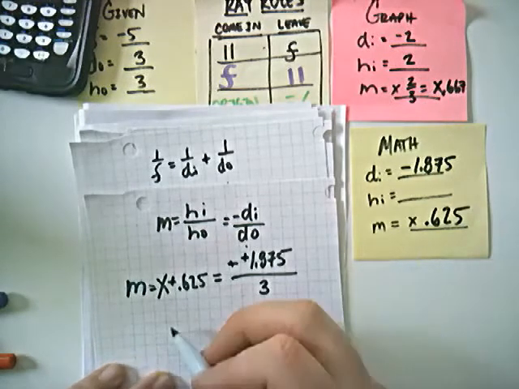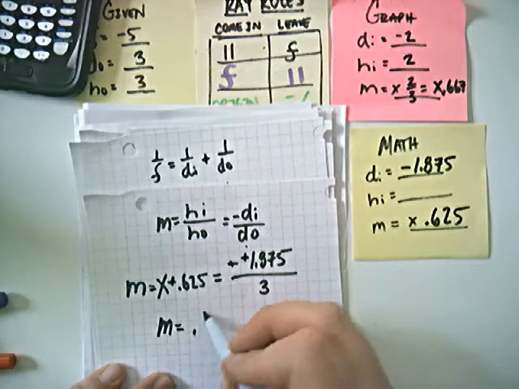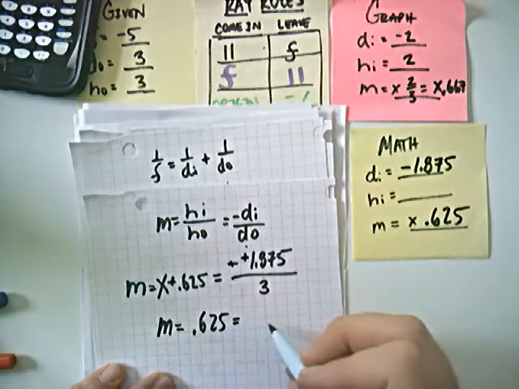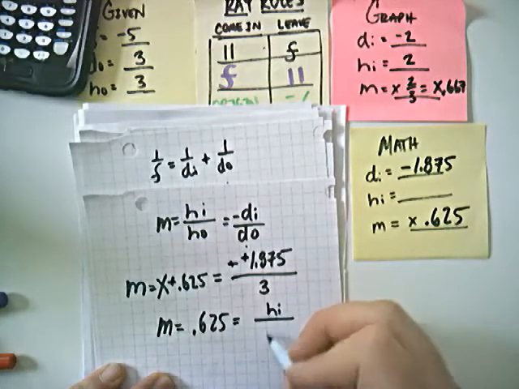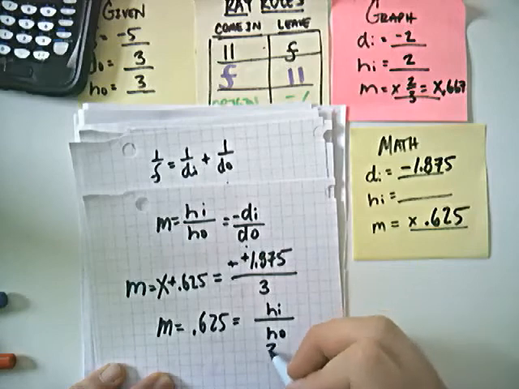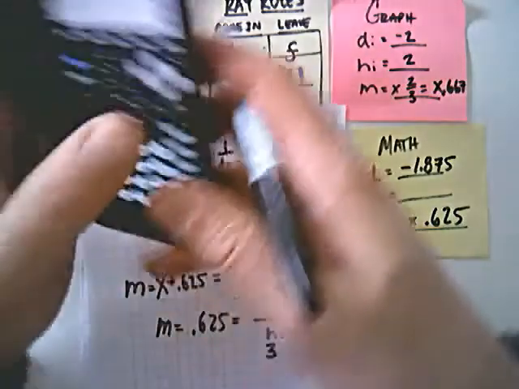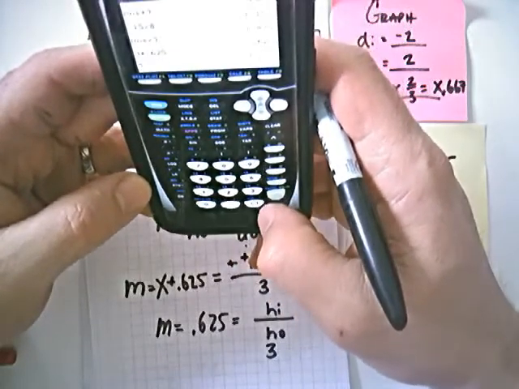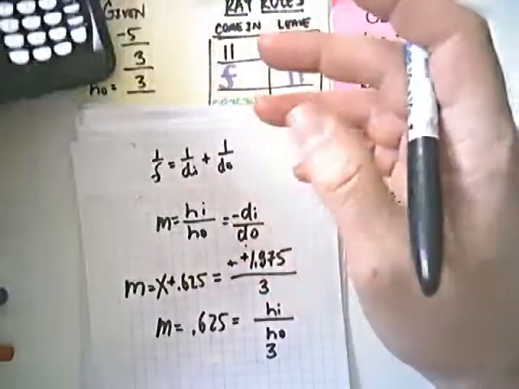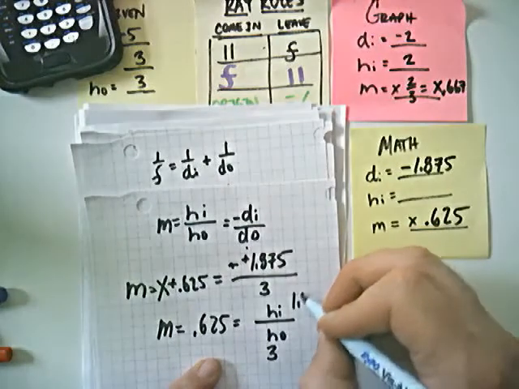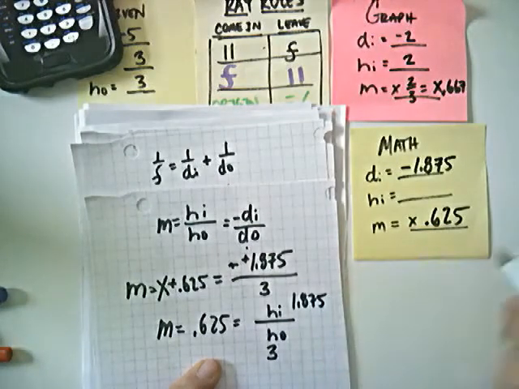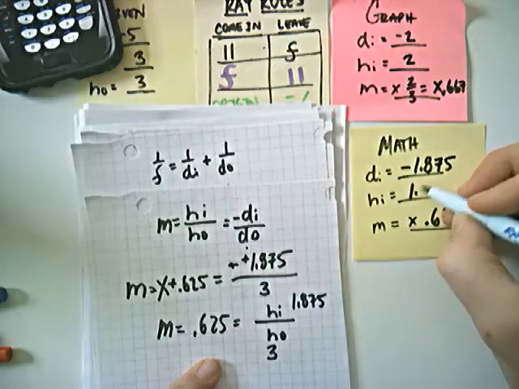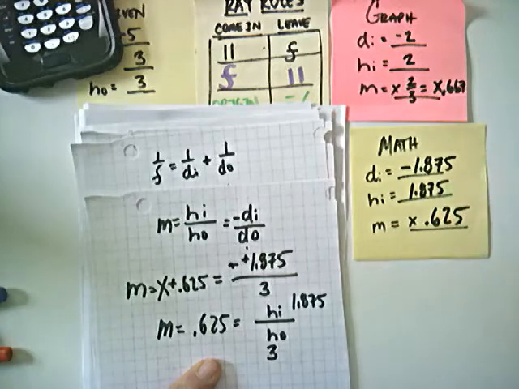Okay, so now we can use that magnification 0.625 and set that equal to HI over HO, where HO is another given. It's 3. So I'm going to take 3 times 0.625 and I'm going to get my height of my image, 1.875. Let's go ahead and put that in. I guessed 2 from my graph. So we get some agreement.